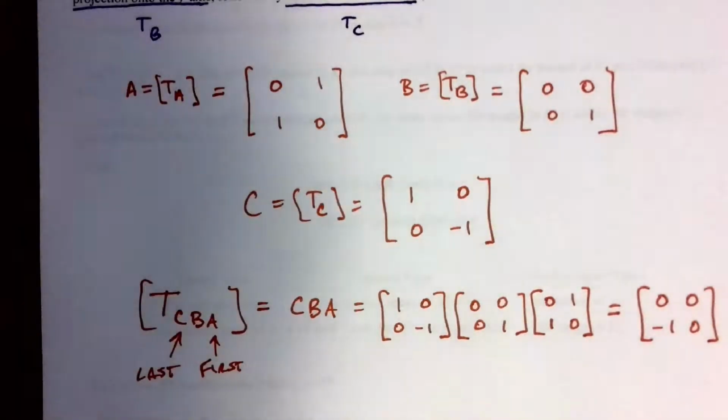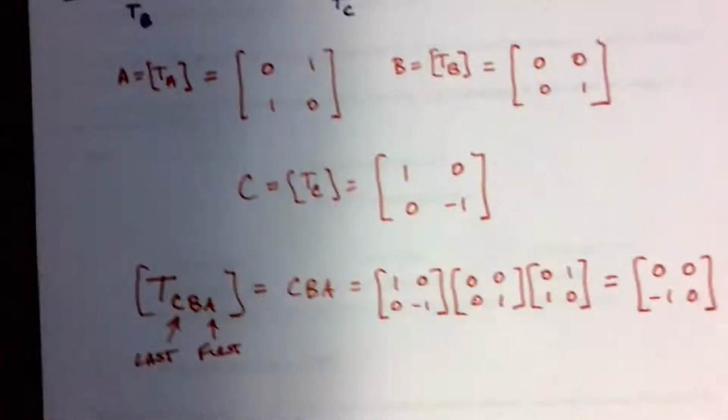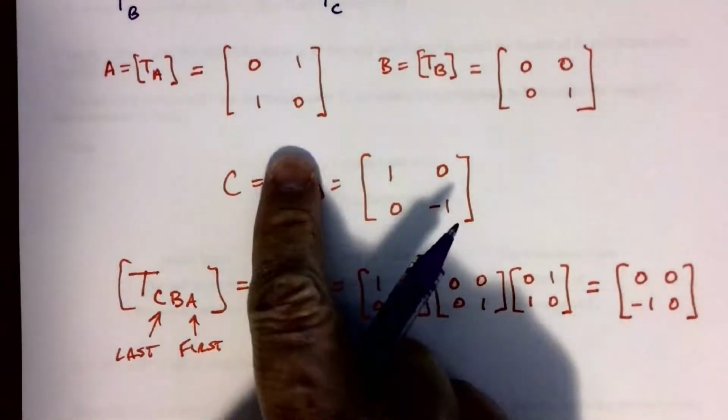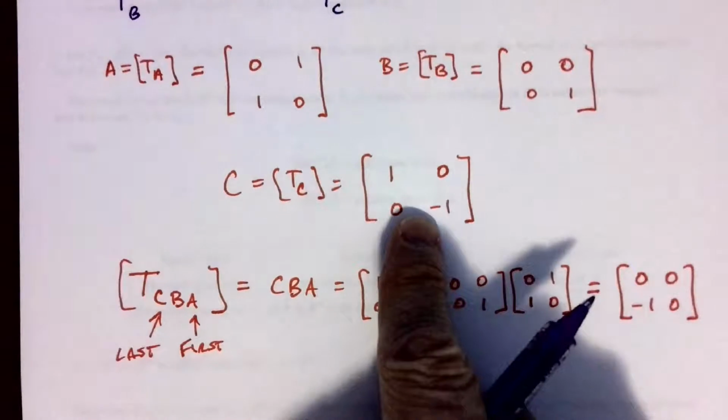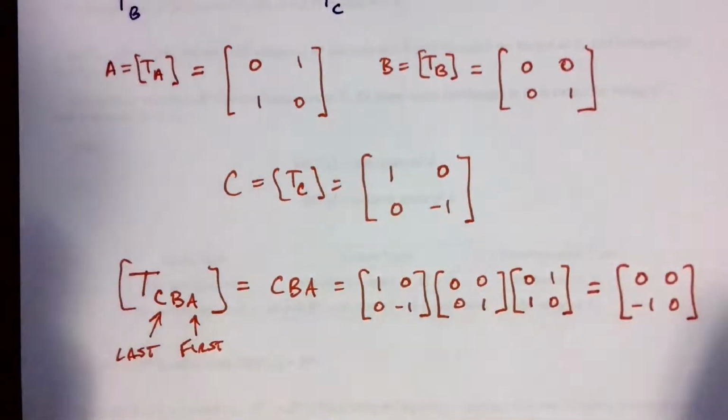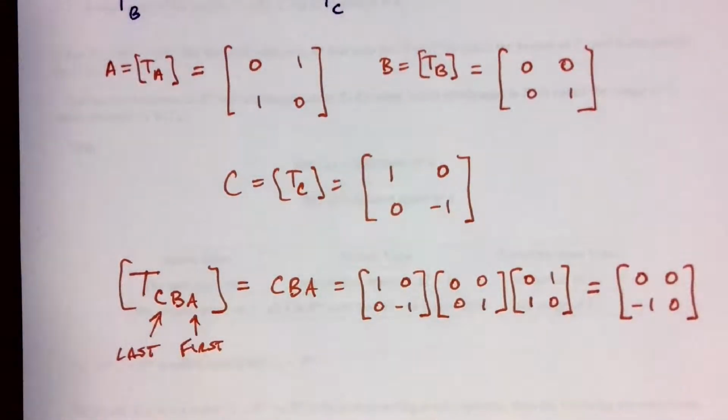So there's the answer. Now, instead of multiplying by this matrix and then this matrix and then this matrix, I just multiply this one matrix once, and we get the output to this composition of three transformations: reflection about the line y equals x, orthogonal projection onto the y-axis, and then a reflection in the x-axis.